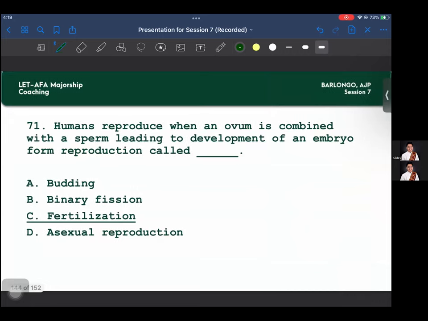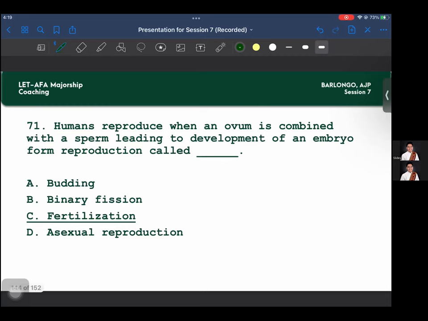Actually, for the other terms, budding is a term that is used in crop science. Binary fission happens in bacteria. And asexual reproduction happens in plants. So we have discussed segments of these different concepts, and I hope that you were able to distinguish them from one another.